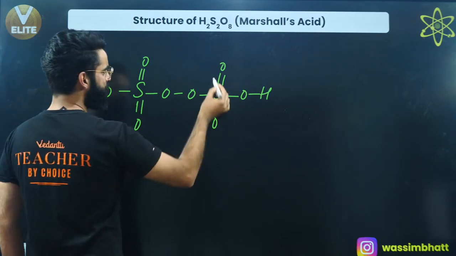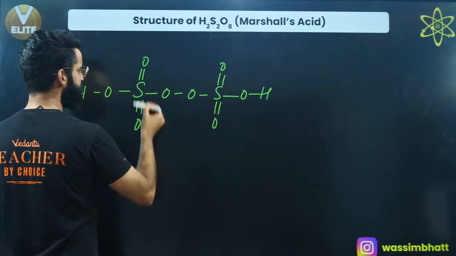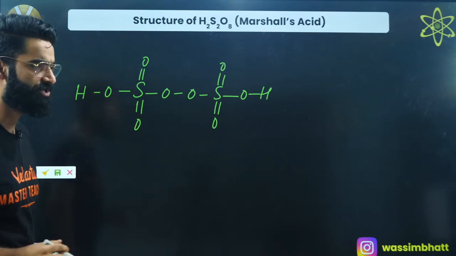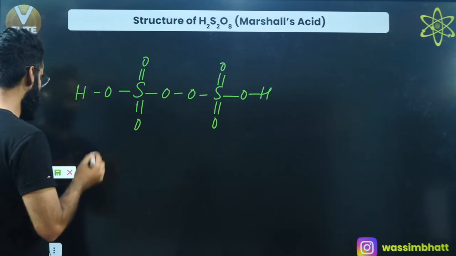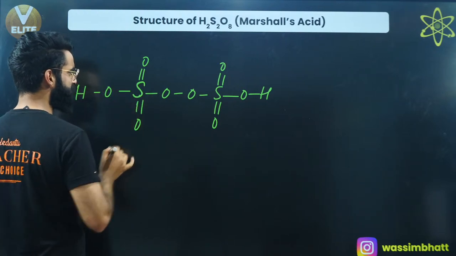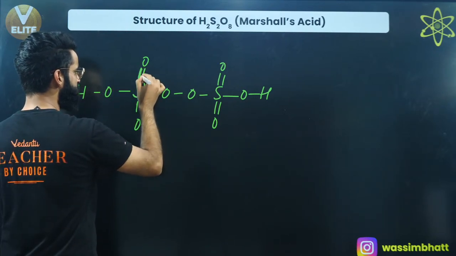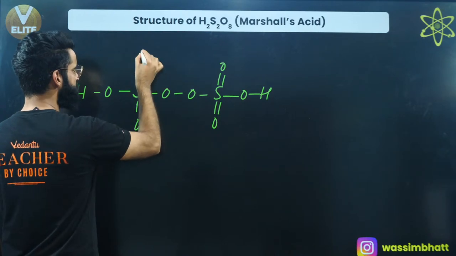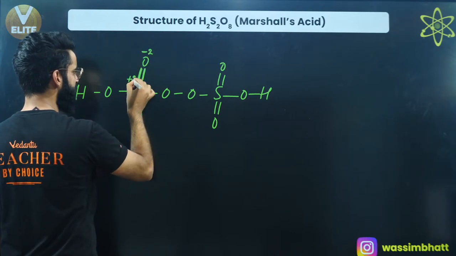So how many oxygens will I put over here? 1, 2, 3, 4, 5, 6, 7, 8. This is the structure of your H2S2O8, correct? If I want you to calculate the oxidation state of this sulfur, let's look at the structure. This is sulfur, double bond oxygen. Oxygen being more electronegative will carry minus 2. Sulfur at the same time will carry plus 2.